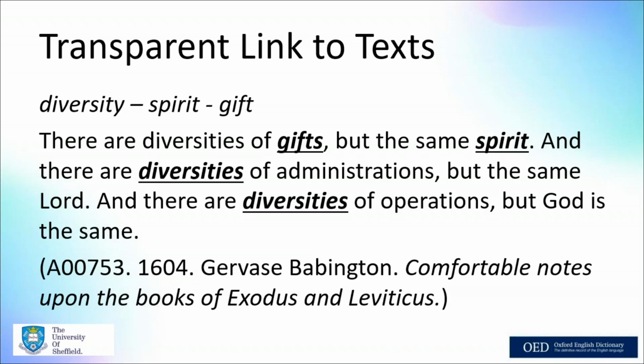Not every instance of a given trio presents exactly the same sort of discourse. So we have this one then. "There are diversities of gifts, but the same spirit, and there are diversities of administrations, but the same Lord, and there are diversities of operations, but God is the same." And one of the interesting things then is not just that we can look at all of the trios or all of the strong trios around the word diversity, but that we can in fact look at all of the different examples of a particular trio like diversity, spirit, gift, and see the ways that meaning is negotiated there. I'm going to come back to this idea because this is one that we're digging into much more recently.